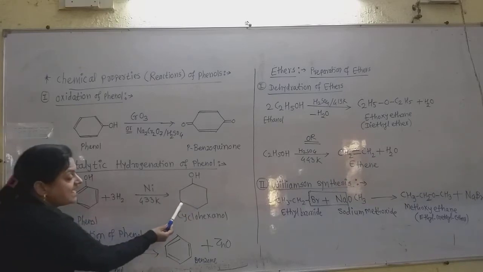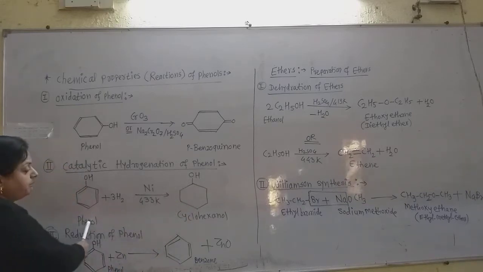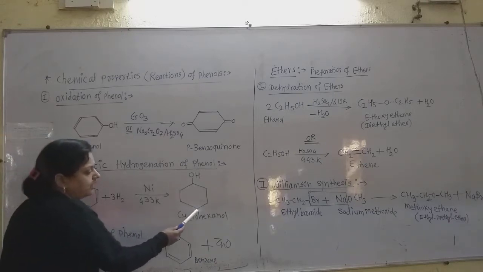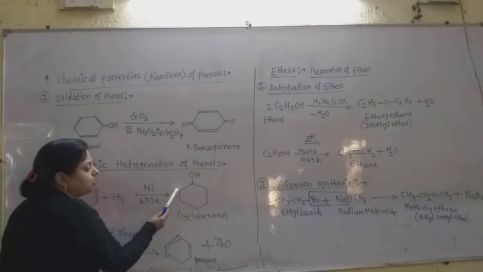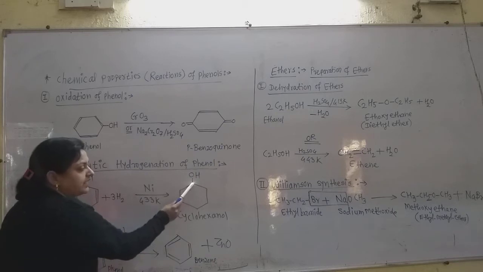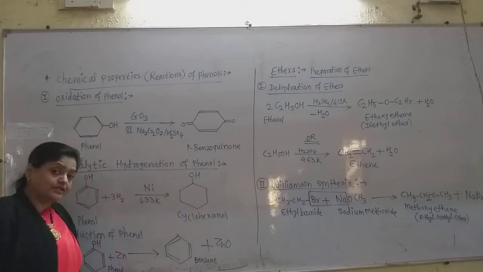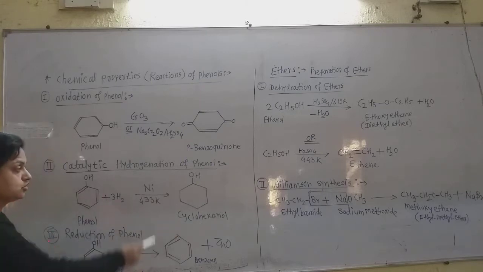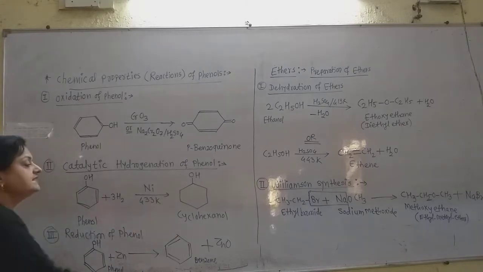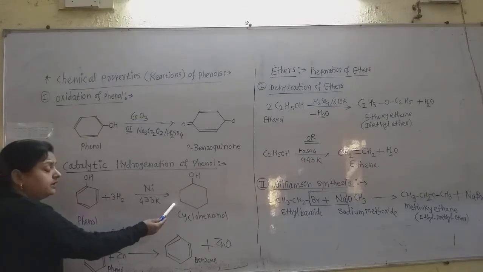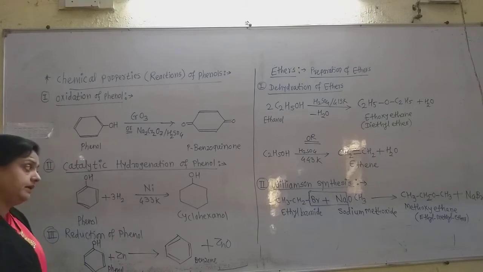Now this is the cyclohexanol and this is the phenol, because in cyclohexanol each carbon atom has two hydrogen atoms, and here this carbon has 1 hydrogen and 1 OH group. So this is cyclohexanol. This is also an alcohol, but this alcohol is not an aliphatic chain like alcohol, it is a cyclic alcohol.